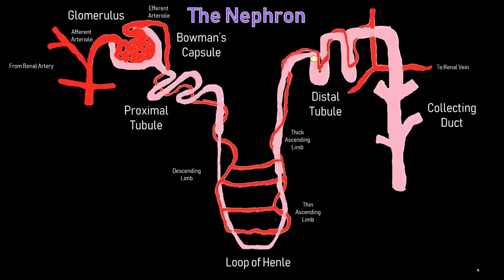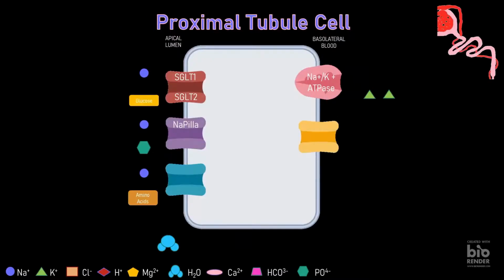The distal tubule is the final part of the nephron, which has a role in final modification of urine before it moves into the collecting duct to transport it to the ureters and eventually the bladder to be excreted. Now let's have a closer look at the cells in each part of the kidney and the ion channels they possess. This is a cell in the proximal tubule.